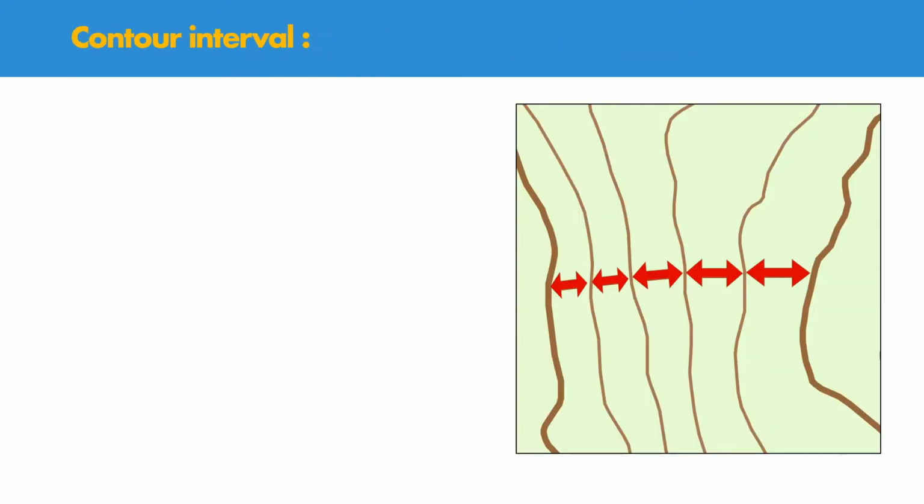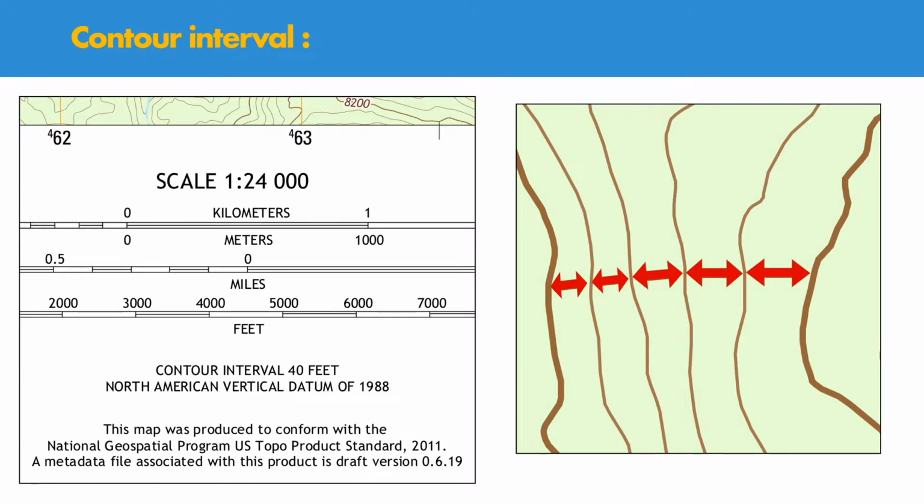The space between two contour lines is what we refer to as the contour interval. It's the value of the vertical elevation change. It's one of the essential pieces of information on a topographic map, and we usually find it underneath the map scale.